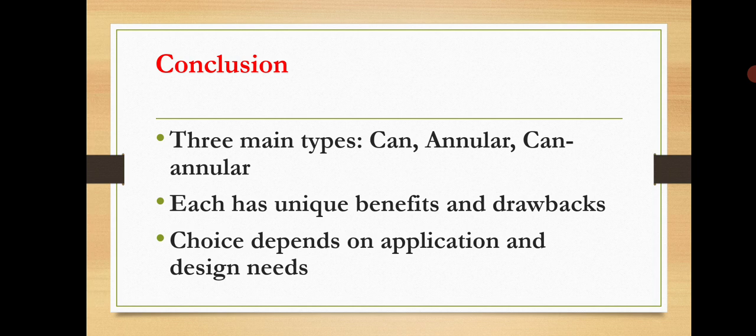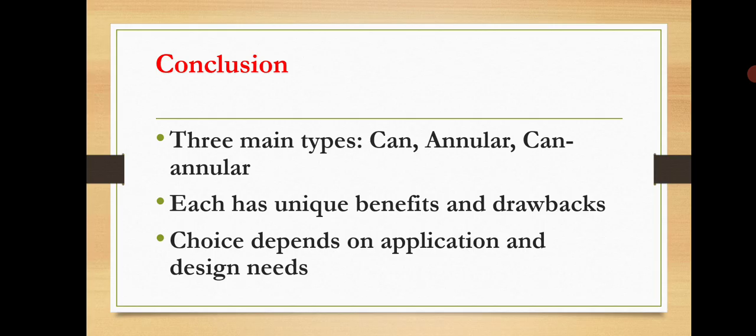There are three main types of combustion chamber: can type, annular type, and can annular type. Each design has its own advantages and disadvantages based on structure, efficiency, weight, and maintenance requirements. The can type is simple and easy to design but bulky and less efficient in airflow.